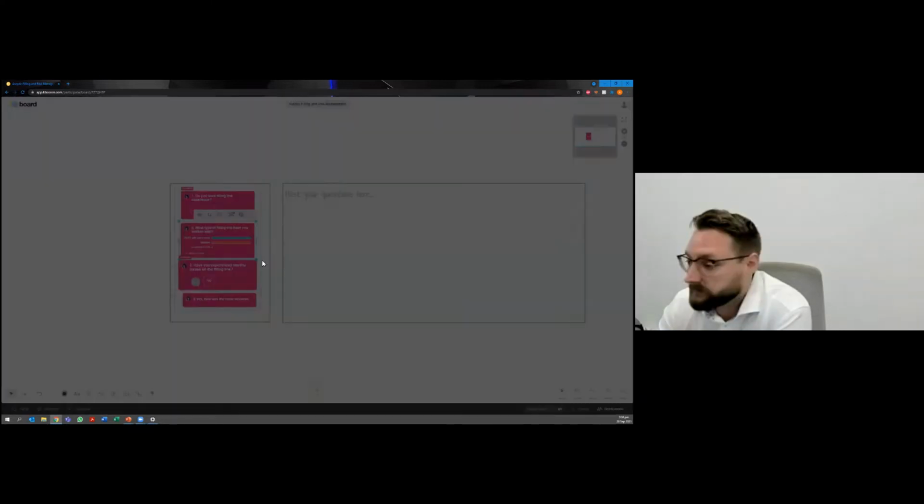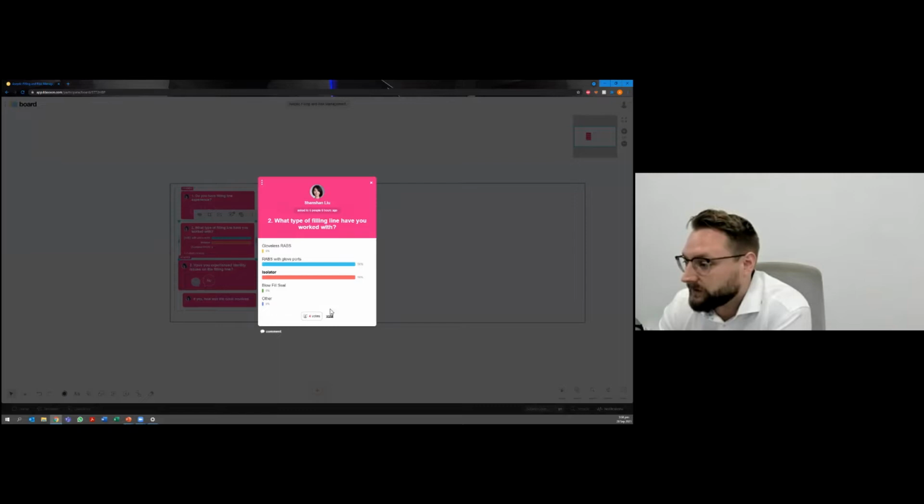Let's see how many votes we got here. So 4 votes. So RABs with glove ports, isolators. Sounds okay.